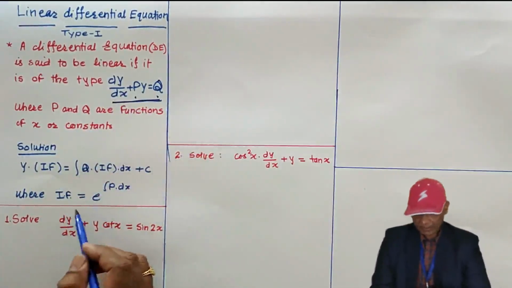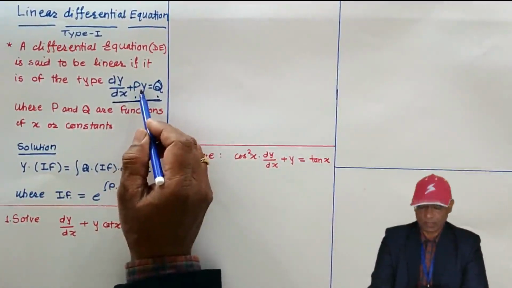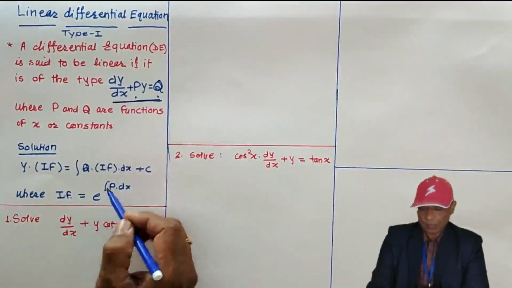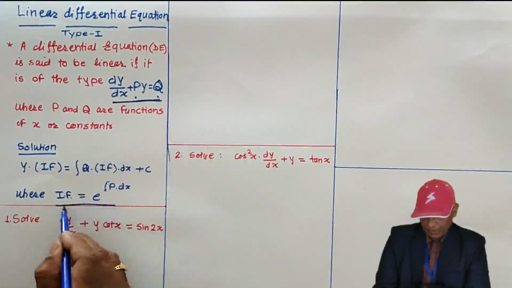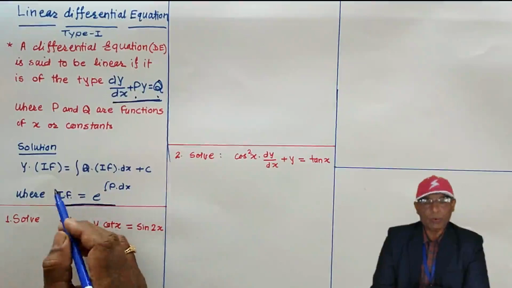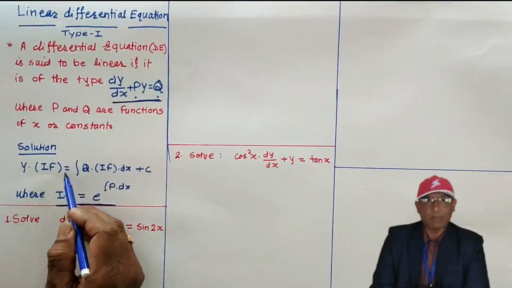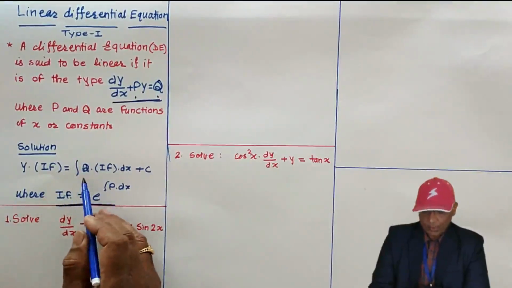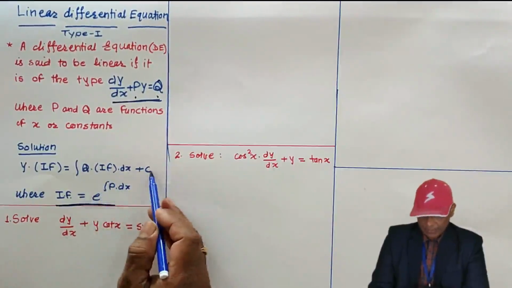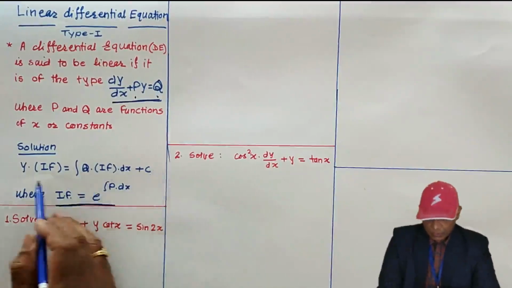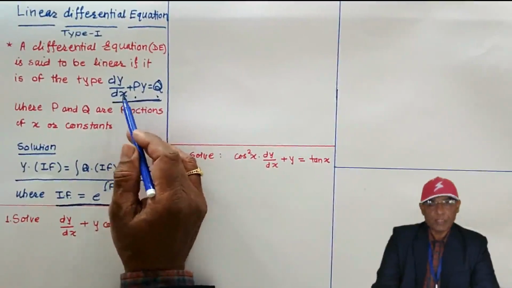So what is integrating factor? E to the power integration of p with respect to x, that is integrating factor. And once you get this integrating factor, then we can write solution for linear differential equation. Y multiplied by integrating factor is equal to integral q multiplied by integrating factor, and this we have to integrate with respect to x plus integration constant.